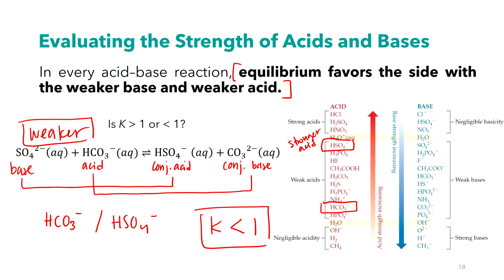It favors the reactants in this case because it has my weaker acid. Necessarily, SO4 2 minus will also be my weaker base. Okay? So, see if that landed.